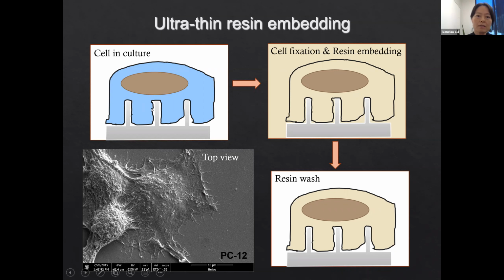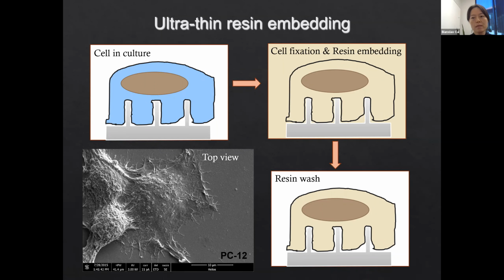In this particular case, we first fix the cell, and then add the resin, and the resin is going to be immersed into the cell and also outside the cell. Then we do a quick spinning and resin wash to wash out the epoxy resin outside the cell, but keep the resin inside the cell intact. And then we polymerize the resin. Here is an example of three cells already embedded in the plastic resin.